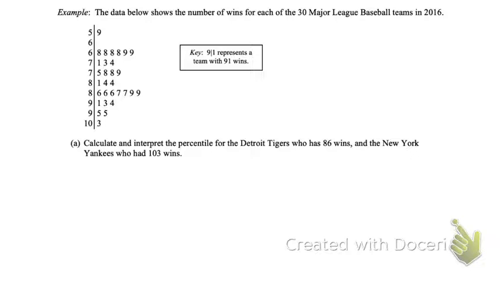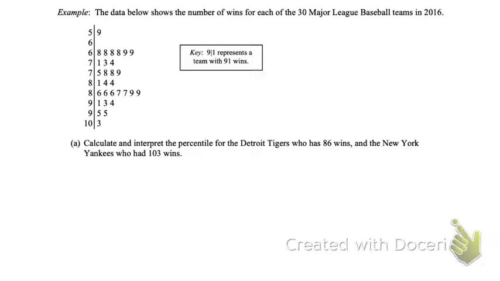Yeah. Perfect. All right. This is the data that shows the number of wins for each of the 30 Major League Baseball teams in 2016. We're going to calculate and interpret the percentile for the Detroit Tigers, who had 86 wins, and the New York Yankees, who had 103 wins. So here we go.